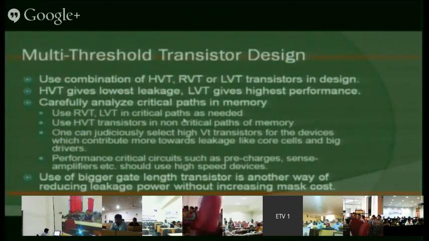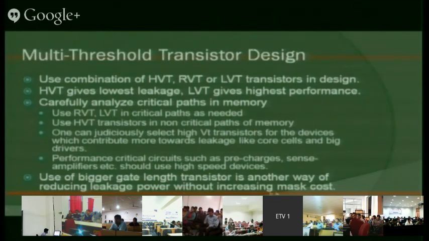In a circuit there is a critical path. On the critical path the delay should be less, so use faster transistors. But on other paths you can use transistors which are slower. So you have to choose the appropriate way.